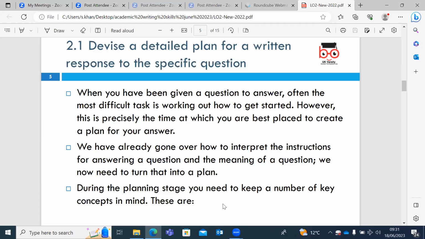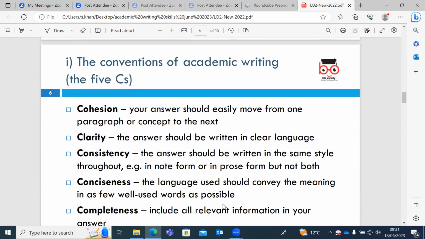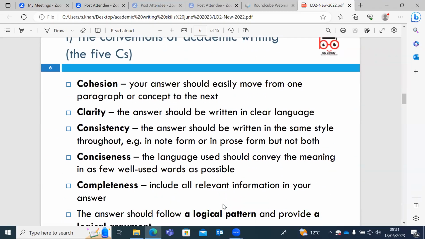During the planning stage, you should keep a number of key concepts in mind, and these are, firstly, the conventions of academic writing, the 5 C's. Cohesion: your answer should easily move from one paragraph or concept to the next. Clarity: the answer should be written in clear language. Consistency: the answer should be written in the same style throughout, for example, in note form or in prose form, but not both.